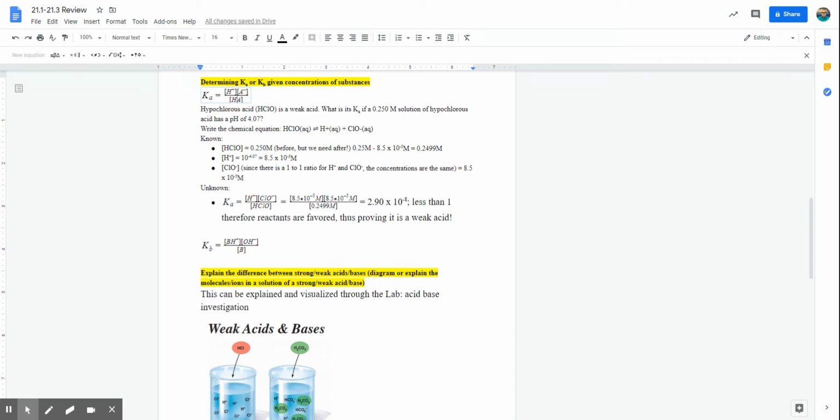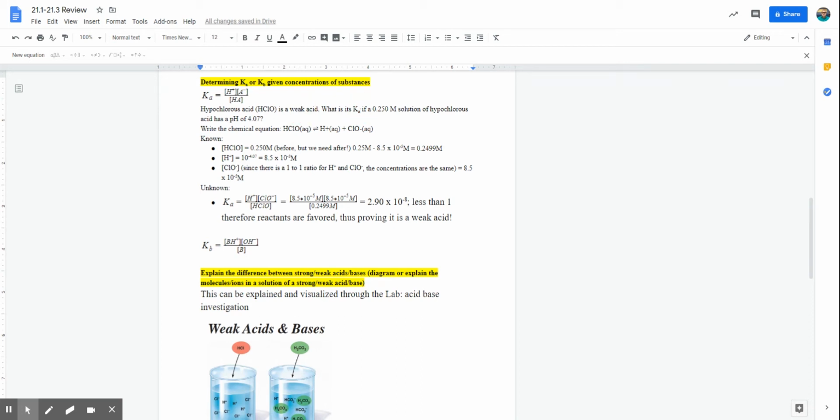Here's an example. Hypochlorous acid, which is HClO, is a weak acid. Weak means that it's not going to dissociate very well, which I'll talk about in a little bit, which means that the Ka should be very small. So that's what you should think: weak means that the Ka is small. If the Ka is very large, then it's going to be a strong acid.